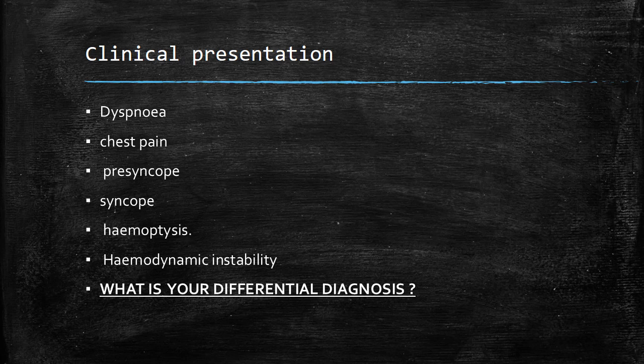What is the clinical presentation of a patient with suspected pulmonary embolism? Well, a patient who has pulmonary embolism will present with dyspnea, shortness of breath. He or she may have chest pain, or maybe pre-syncope or syncope, and hemoptysis in very rare, acute and very severe conditions, as well as hemodynamic instability. So, can you people make a differential diagnosis out of these clinical presentation problems?